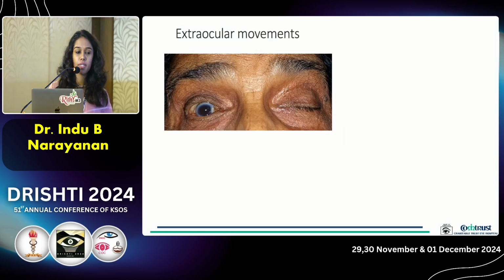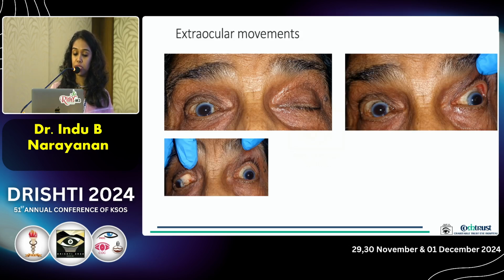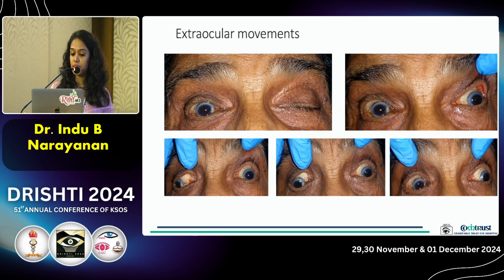Now, the importance of extraocular movements: in this case, an 80-year-old female came with sudden onset of ptosis. On lifting up the lid, there is the classic down and out position of the eye, with restriction of adduction, elevation, and depression. It's a case of third nerve palsy.